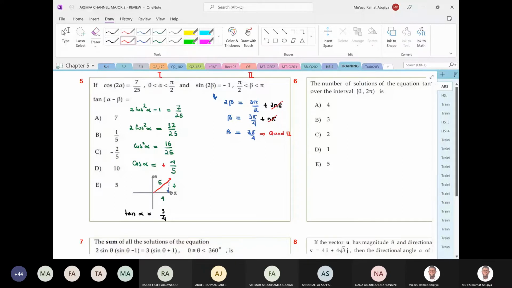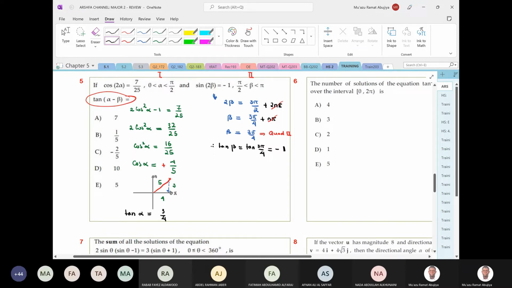Now that we have the beta, the question is asking us to do something. What is the question asking us to do? It wants us to find the tangent. Before I find that, let me find the tangent of beta. The tangent of beta is going to be equal to the tangent of 3 pi over 4. That is in quadrant number 2. Tangent is negative. That is going to be equal to minus tangent of pi over 4, which is 1. So we have the answer to be minus 1.